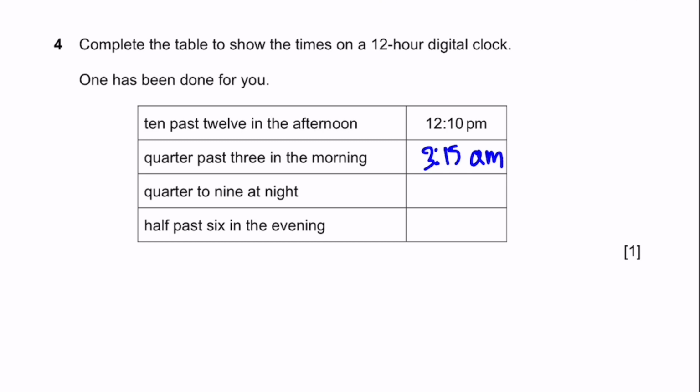8:45 at night. 8:45 means 15 minutes before 9. That's 8:45. And if it's night, it's p.m. 6:30 in the evening. Half means 30. 6 is 6 o'clock. And in the evening means p.m. So 6:30 p.m. That's the answer.